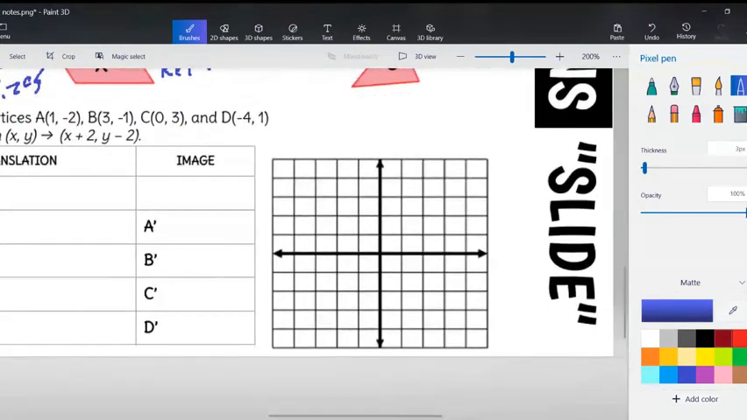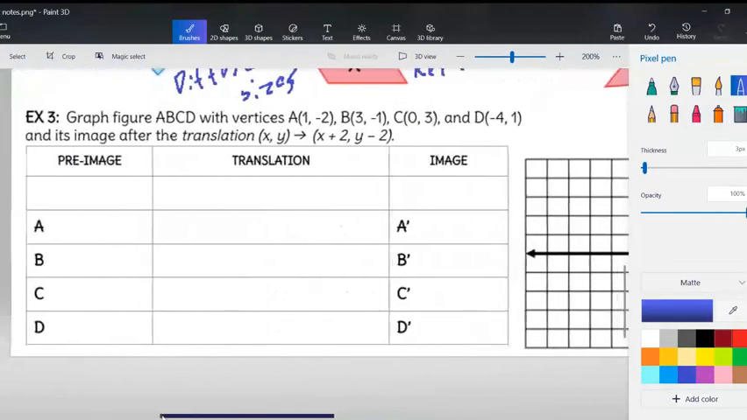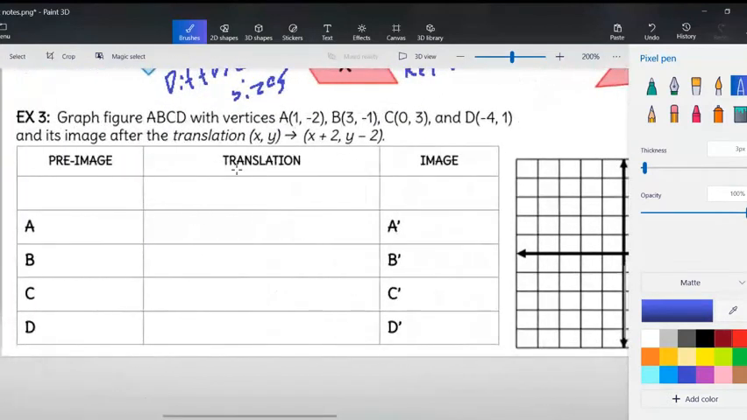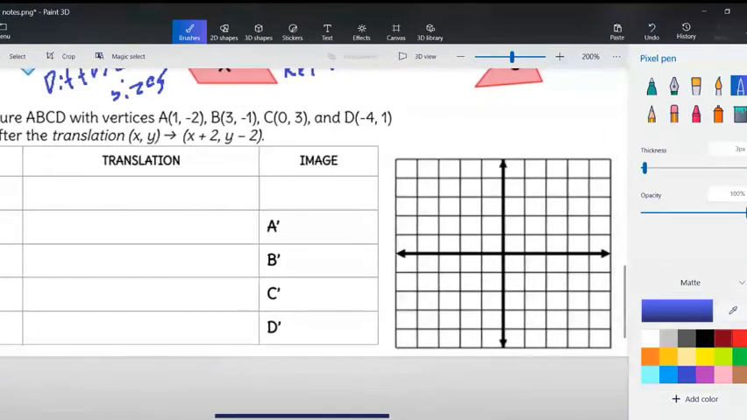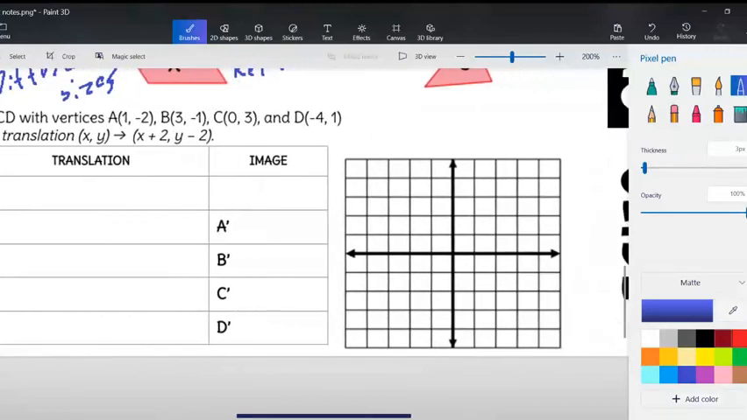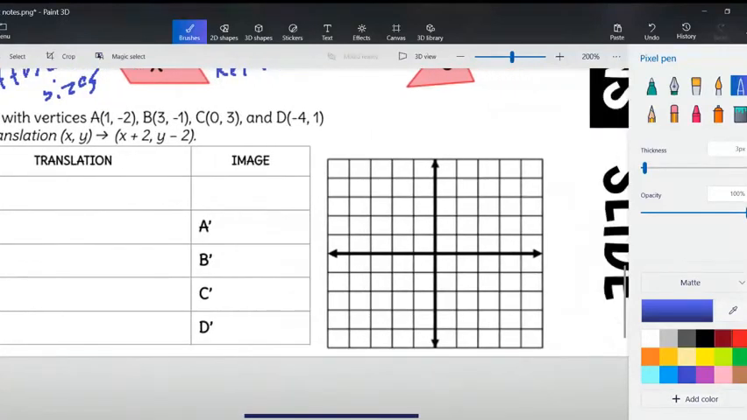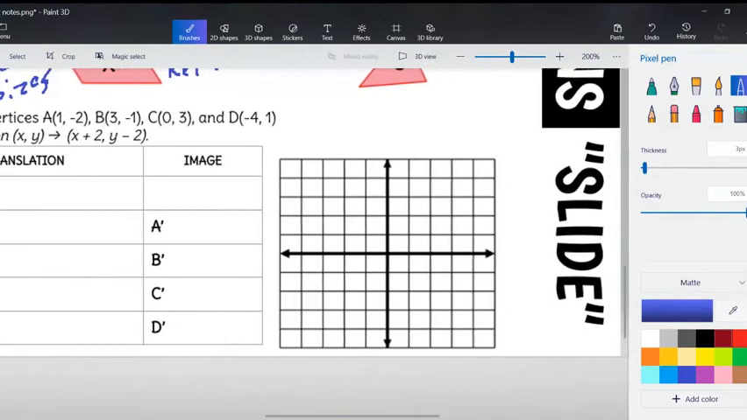All right, last thing, example 3. Graph each figure ABCD with vertices A, 1, -2, and you see the numbers, I don't have to read them to you. And it gives us the translation. We're adding to X and subtracting 2 from Y. So think through in your heads as we're graphing this. What is that going to do? Is it going to move it right, left, down, or up? Okay. So let's go ahead and graph those.